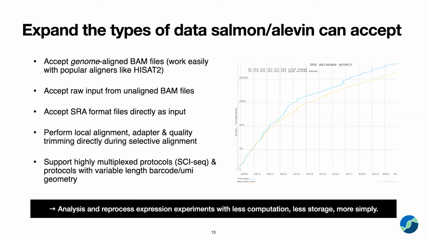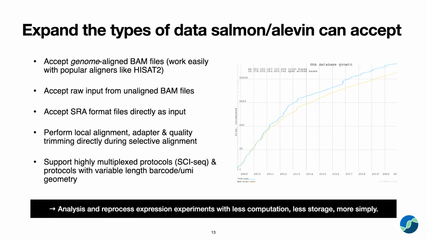automatically performing adapter and quality trimming via local alignment, so that users don't have to do an additional step, which many users often omit or don't do correctly, thus reducing the quality of the results, and supporting more single cell protocols, particularly highly multiplexed ones and protocols with variable length barcodes and UMIs.